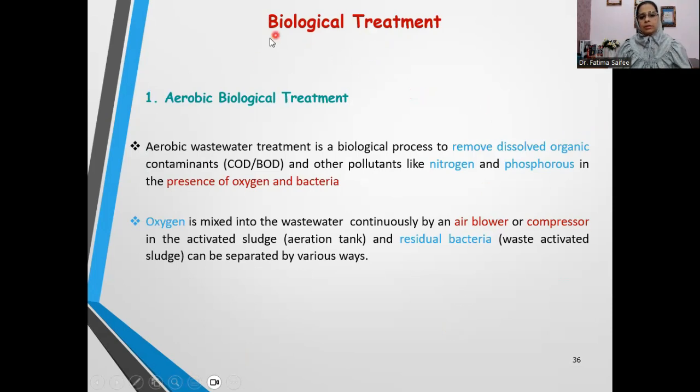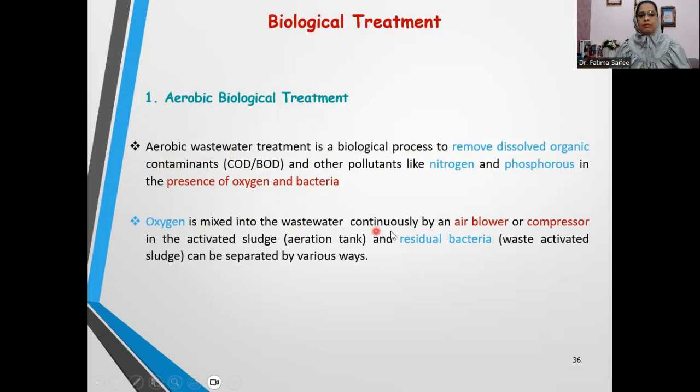Now next is the biological treatment. Aerobic biological treatment. Aerobic wastewater treatment is a biological process to remove dissolved organic contaminants. I have also explained BOD, COD, and how we can remove them, and nitrogen and phosphorus, in the presence of oxygen and bacteria. All these things can be easily removed through the biological treatment.